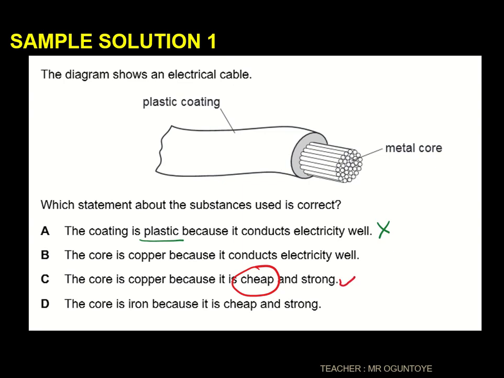The core is iron because it is cheap and strong. Okay, this core is not iron. The core for an electrical cable is not made up of iron because iron can rust. So the two options available are aluminium and copper. But in this case, copper is a very good conductor of electricity and it's the best option for making electrical cable. So the correct answer here is B.